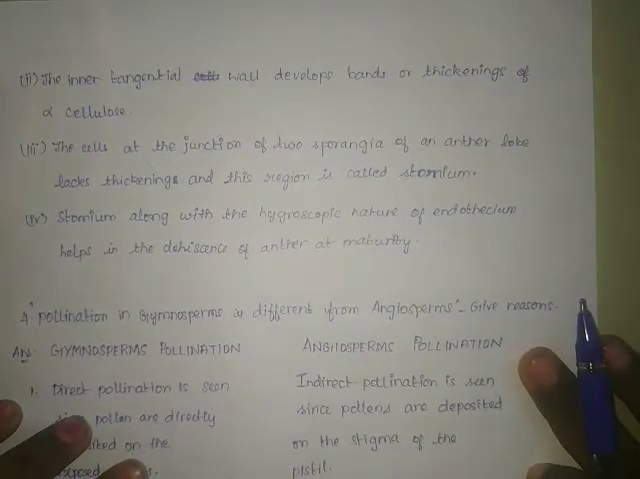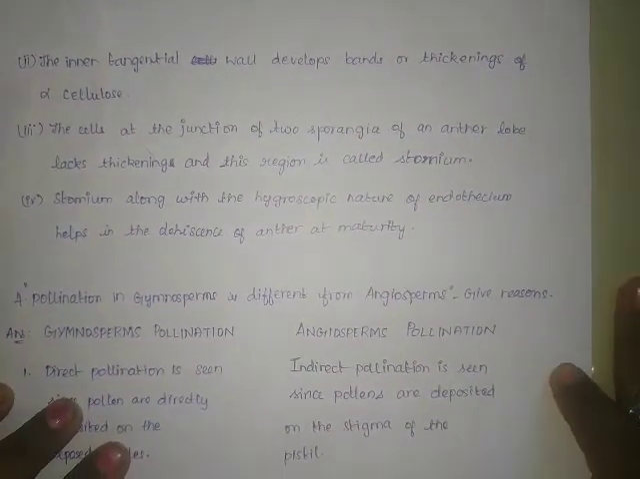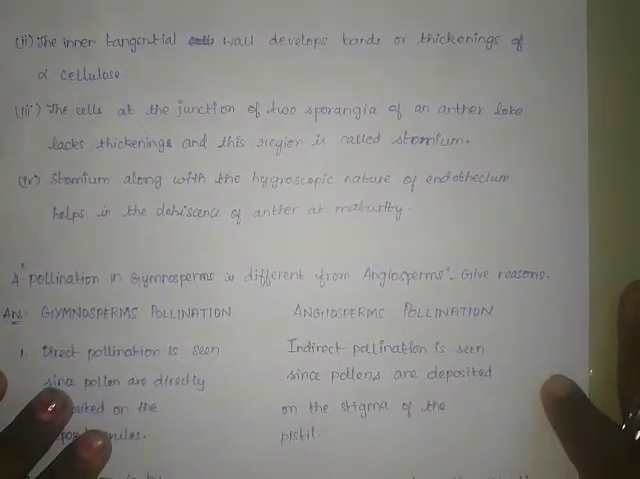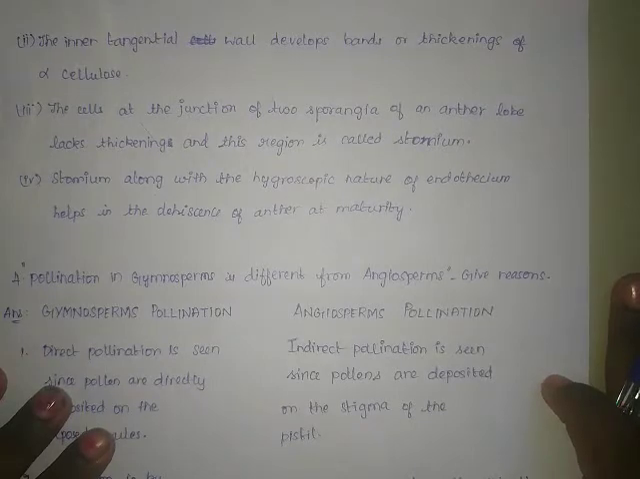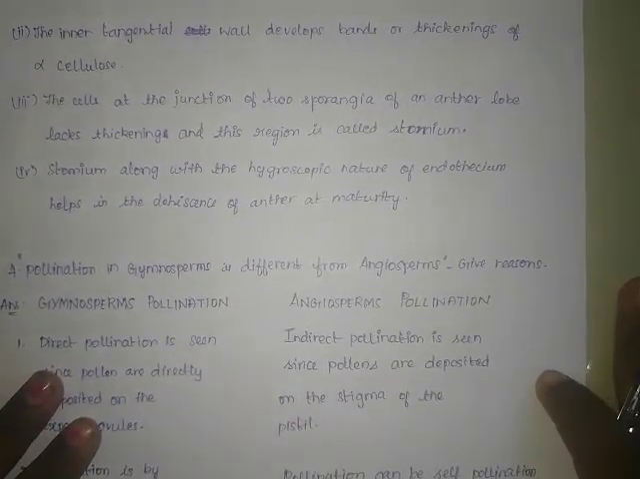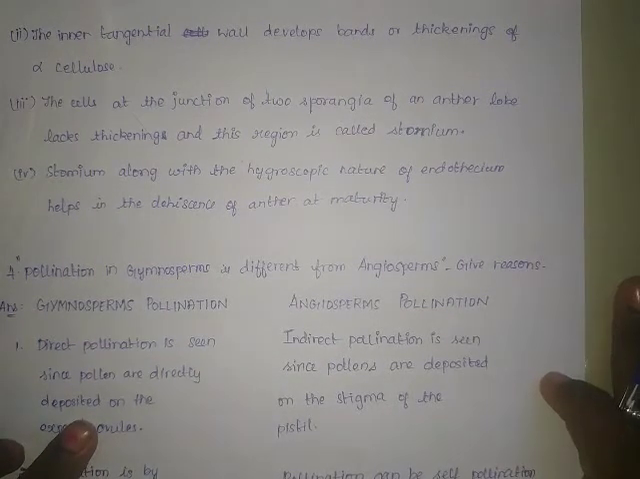Next, third point, the cells at the junction of two sporangia of an anther lobe lack thickening, and this region is called stomium. Then stomium, along with the hygroscopic nature of endothecium, helps in the dehiscence of anther at maturity. Next, we are going to see the fourth question.